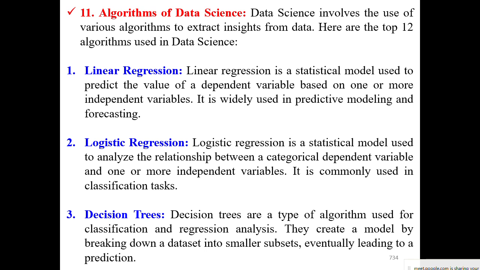Decision trees. Decision trees are a type of algorithm used for classification and regression analysis. They create a model by breaking down a dataset into smaller subsets, eventually leading to a prediction. That is called decision trees. I will explain each and every algorithm with the program.